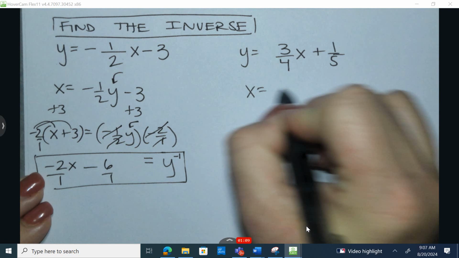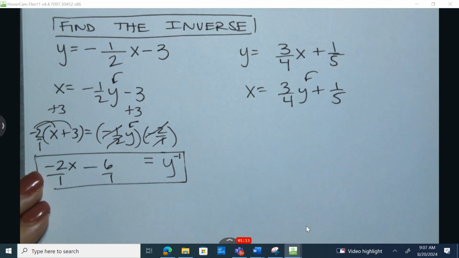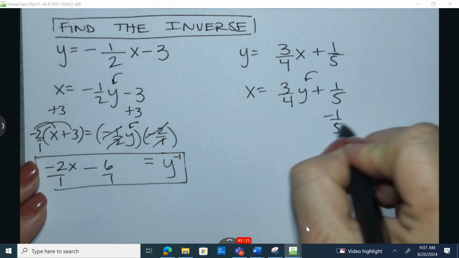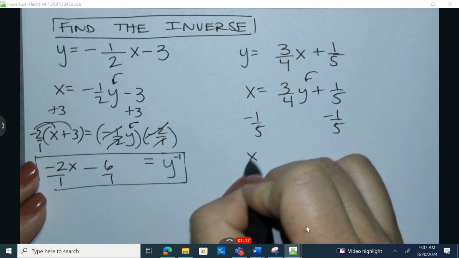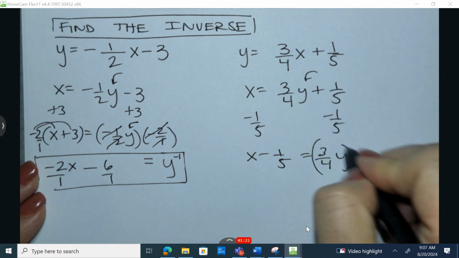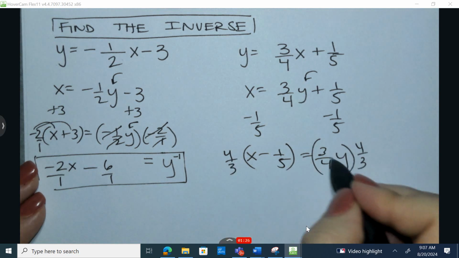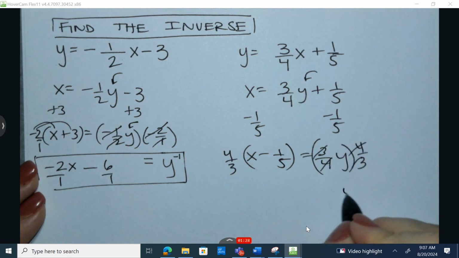Same thing. I'm going to switch the x and y. After I switch the x and y, I want to isolate the y. So I'm going to start by subtracting 1/5. You'll be doing the same. X minus 1/5 equals 3/4 y. Now I'm going to multiply by the reciprocal of 4/3 to both sides, and I'm going to slow this down just a little bit. These all reduce down to 1.